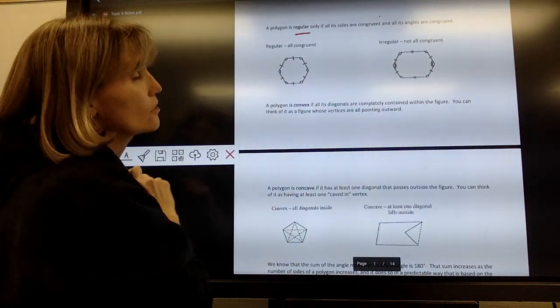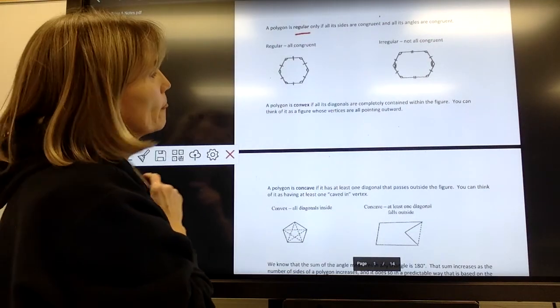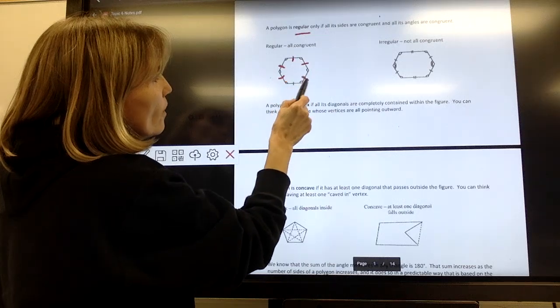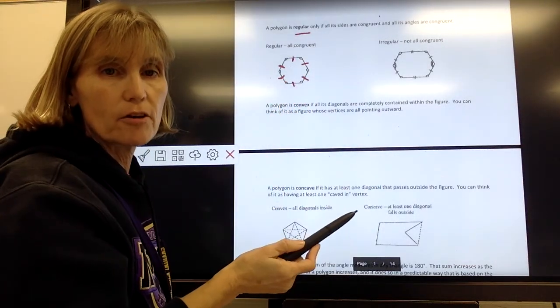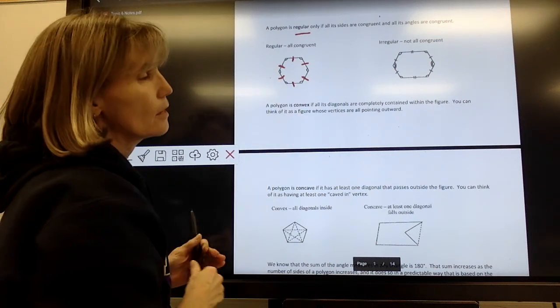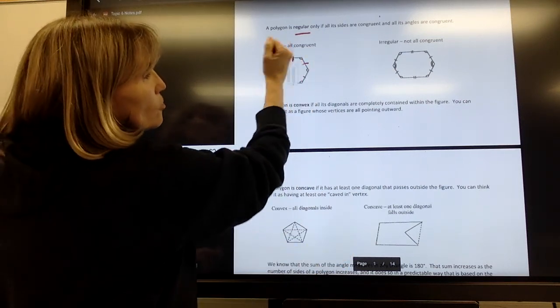In that case, that's considered an irregular polygon. Okay, in this case, it has 1, 2, 3, 4, 5, 6 sides. A 6-sided figure is a hexagon. So a regular hexagon has the same length of sides and the same angle measures.